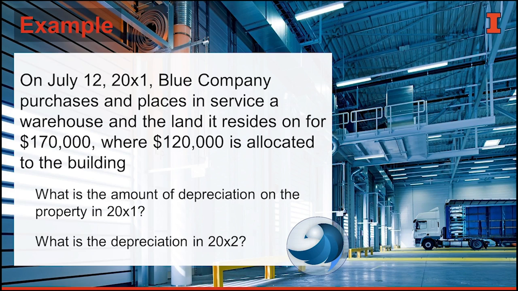So let's work through an example using the Realty tables and the mid-month convention. On July 12th, year 20X1, Blue Company purchases and places into service a warehouse and the land it resides on for $170,000, where $120,000 is allocated to the building. What is the amount of depreciation on the property in year 20X1? And what about in year 20X2?